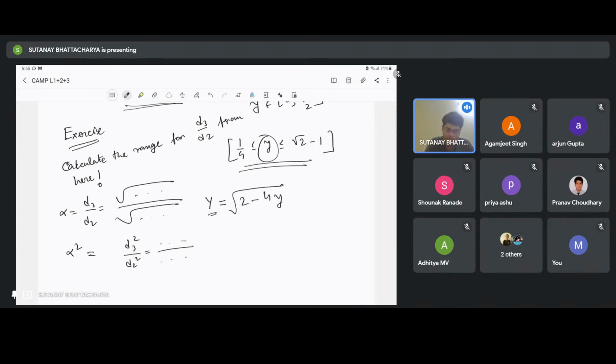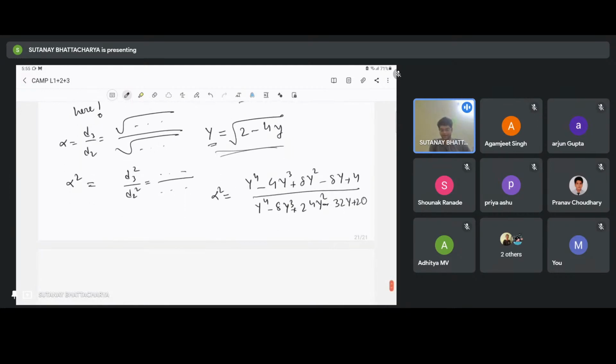So you make this change of variable and you find out that alpha square will turn out to be, if I did my calculations correctly, still not great. Sorry, I did something wrong. 32y is 20.